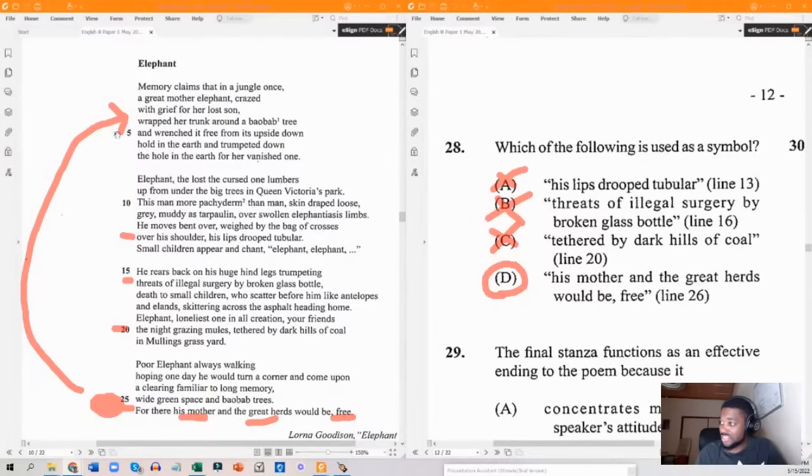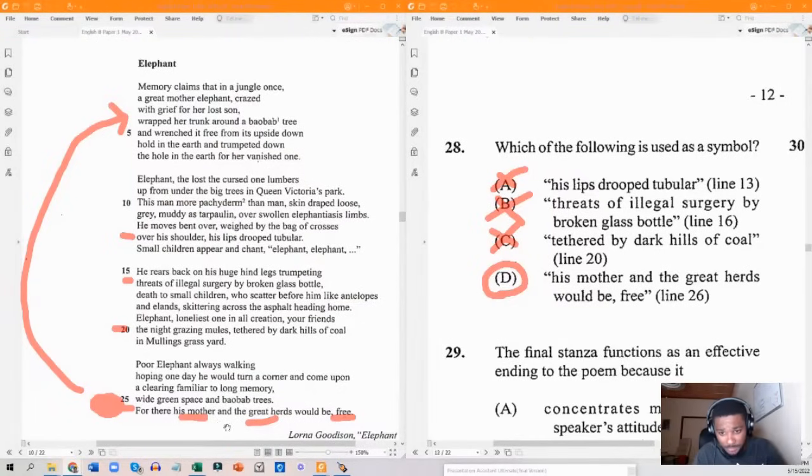So the symbol here is tying into the first stanza. Does that make sense? Somehow I feel as if I didn't explain it properly, but this is D. And it couldn't really be anything else. Maybe C is not such a bad guess, but D is where we have symbolism in this poem.